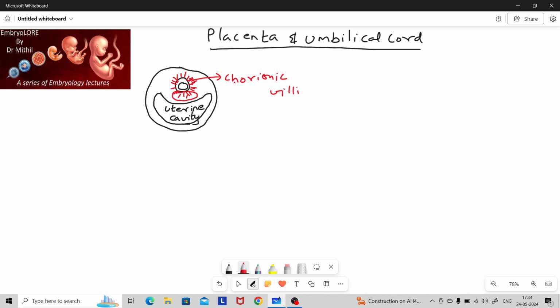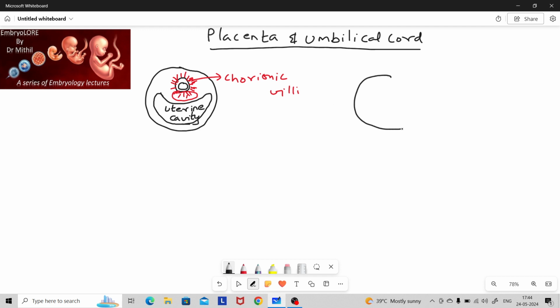Why? Because that is facing towards the decidua capsularis. So as a result, this part of the chorion becomes smoother, and now that is called the chorion laeve. Now let me show you in a different diagram here, sidewards.